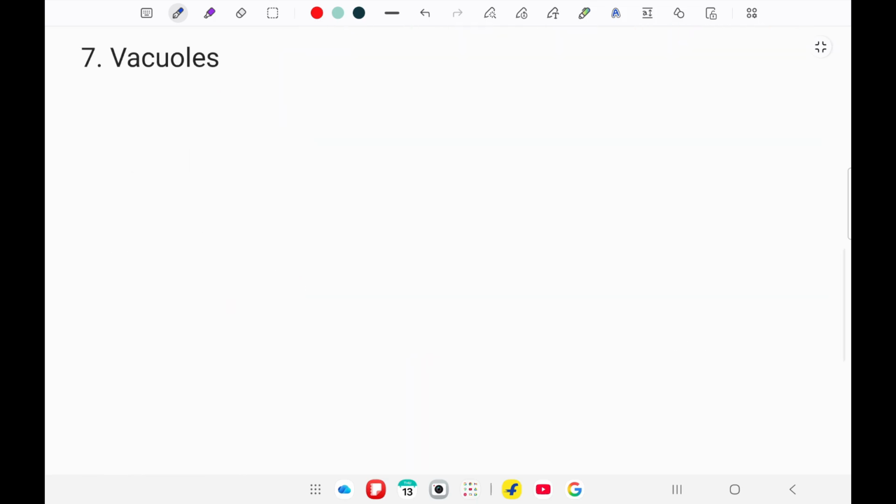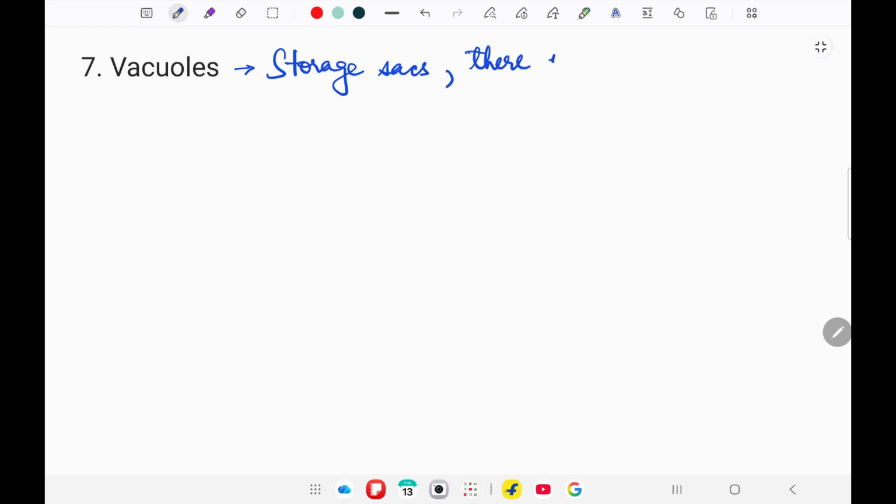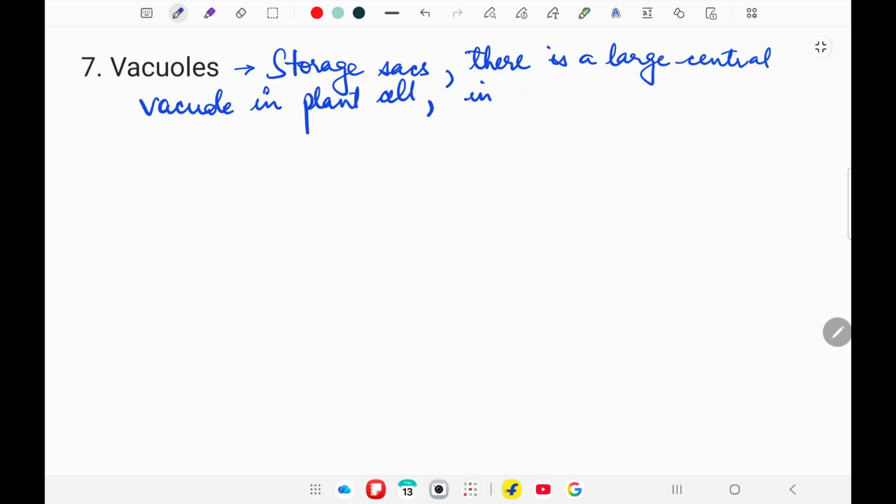Next we will talk about vacuoles. They are storage sacs containing food, waste or any other substances. There is a large central vacuole in plant cells. In the animal cells, the vacuoles are small.